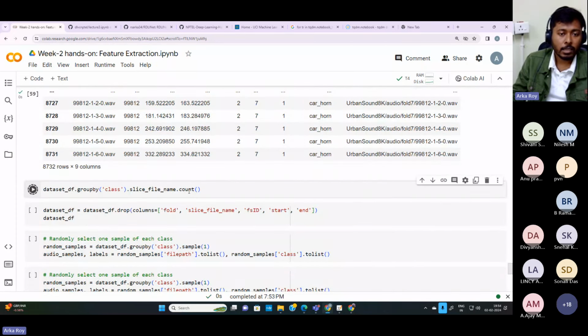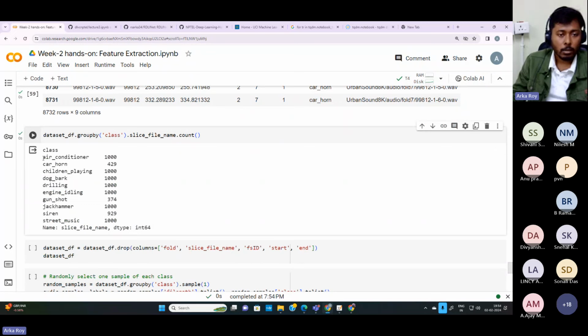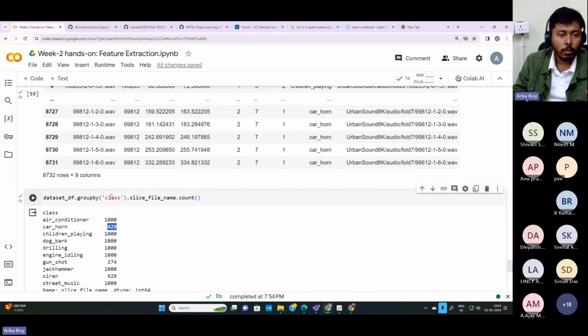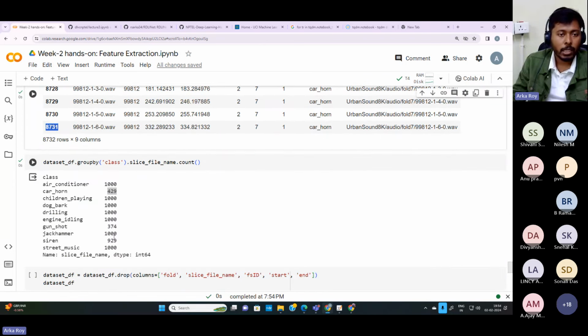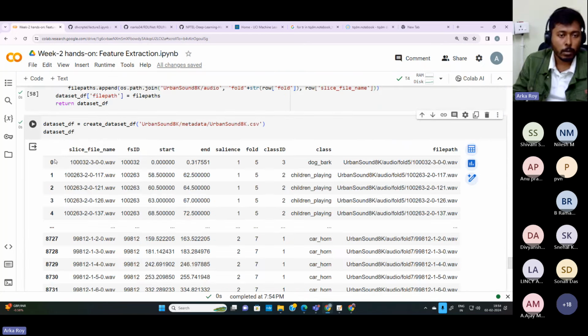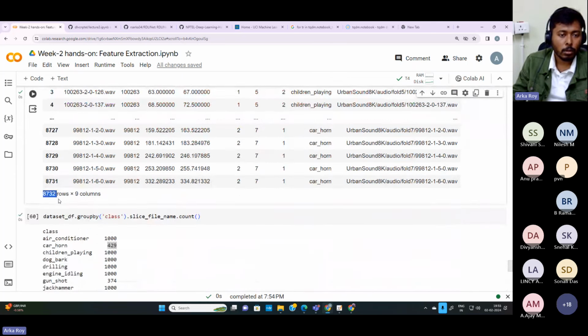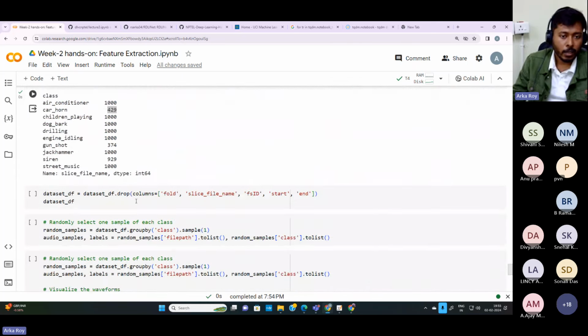So in total, how many classes are there? Class information: these are the classes, and these many audio files are there for each class. For example, air conditioner has a total of 1000 files. Car horn has a total of 429 files. So in total, how many files do you have? 8731. If you sum all this up, you get 8732, because it starts from 0 to 8731. That means a total of 8732 files are there.